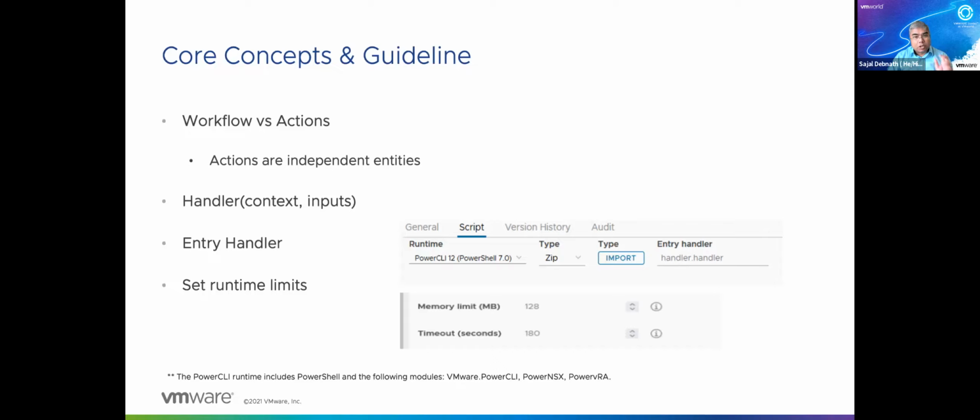It has two parts. One is context, the context in which that particular function is run, and the other is the inputs, which handles all the inputs that you provide for that script or action. And this becomes the entry handler. The other point is the name is important. It's typically handler.handler in that particular format. So if you want to change the name of your script, you need to change the entry handler as well. So instead of handler, if you want to say main or something else, you need to change that entry handler.